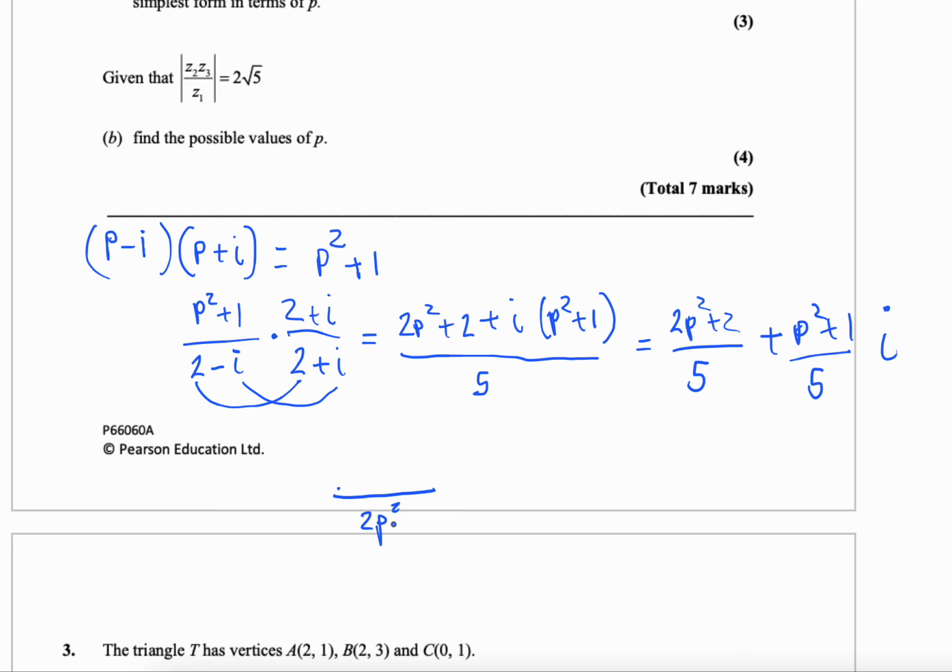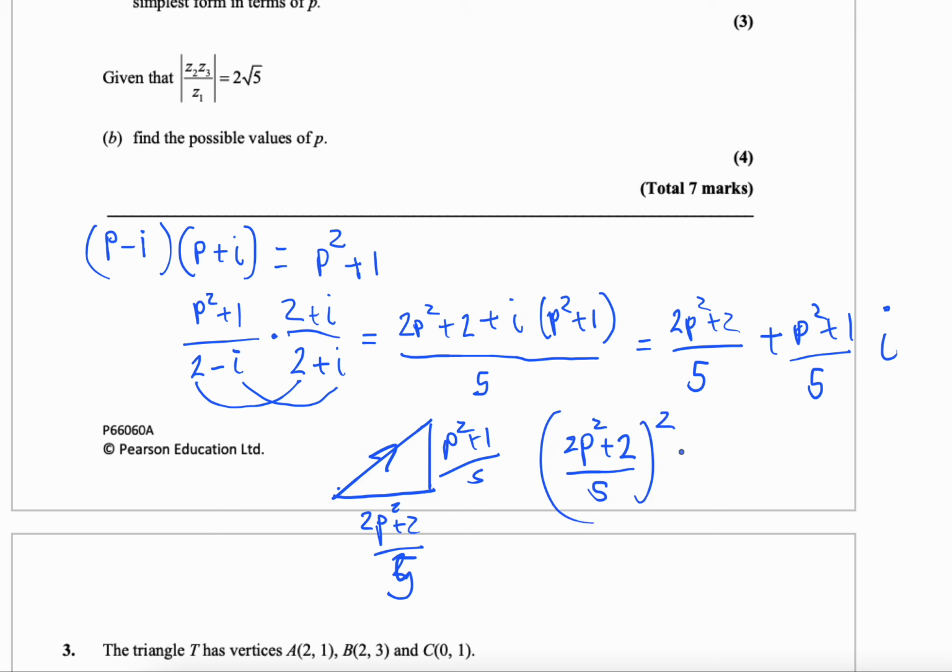Look, I know you're hanging on my every word, but this is 2p squared plus 2 over 5, and this is p squared plus 1 over 5, right? And we want to find the magnitude of that. So it's just Pythagoras, right? Yeah. Okay. So 2p squared plus 2 over 5 squared plus p squared plus 1 over 5 squared equals, what's the square of that? 20.